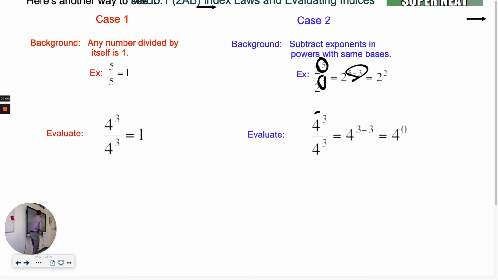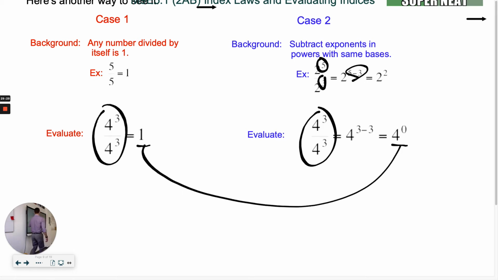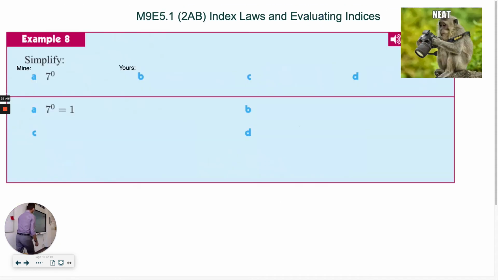And so, if all of this stuff equals 4 to the 0, and all of the same stuff equals 1, what can you say about 4 to the 0 and 1? They're the same, right? We started with this. Fundamentally, this is 1. Also, fundamentally, this is 4 to the 0. They got to be the same, right? An algebraic, not quite proof, but indication. Cool?